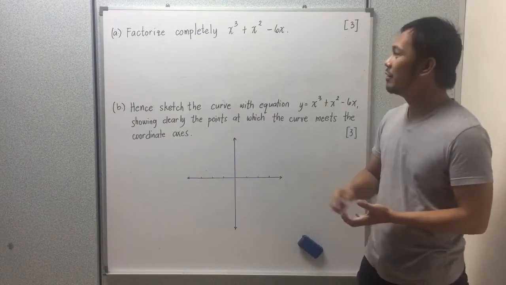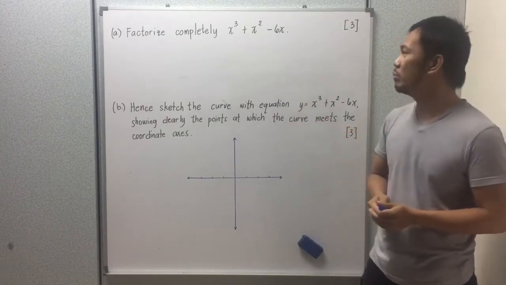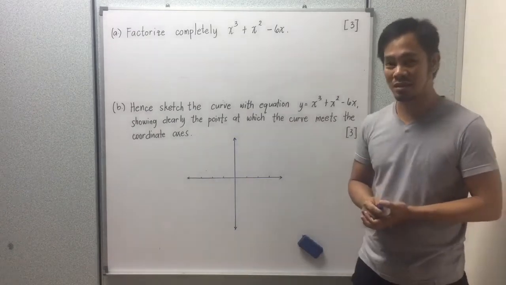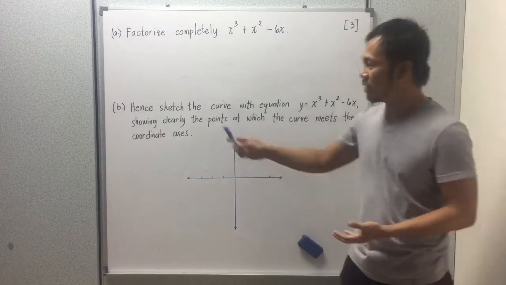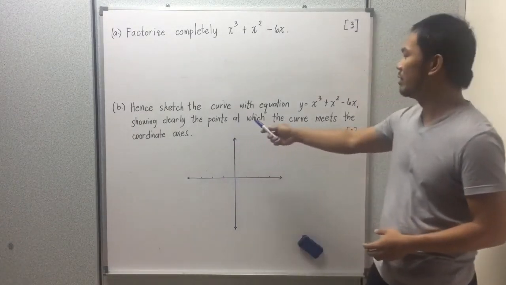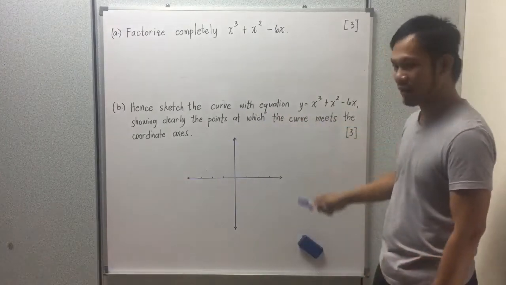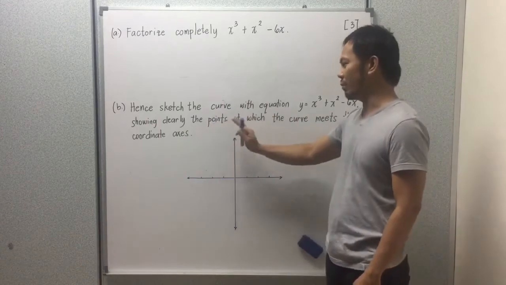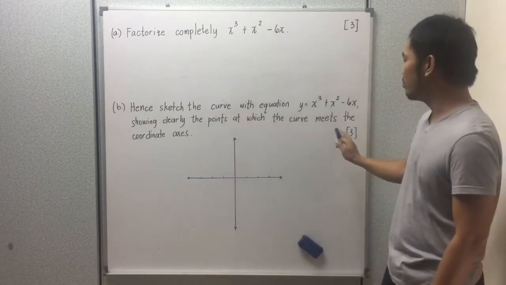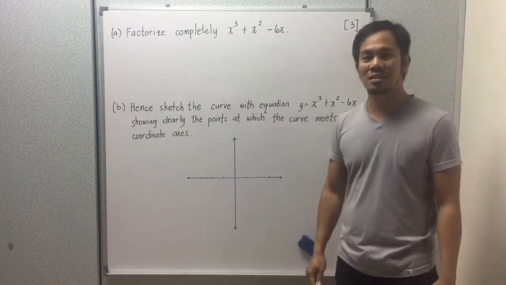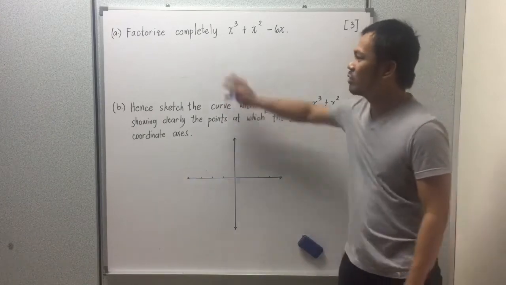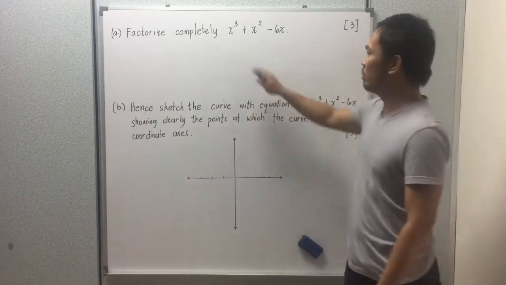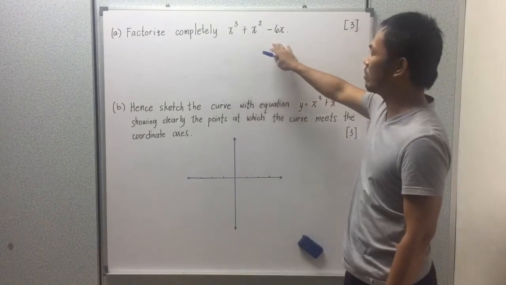Letter A, factorize completely x cubed plus x squared minus 6x. And then letter B, sketch the curve with equation y is equal to x cubed plus x squared minus 6x, showing clearly the points at which the curve meets the coordinate axis. So let's do letter A first. Factorize completely x cubed plus x squared minus 6x.